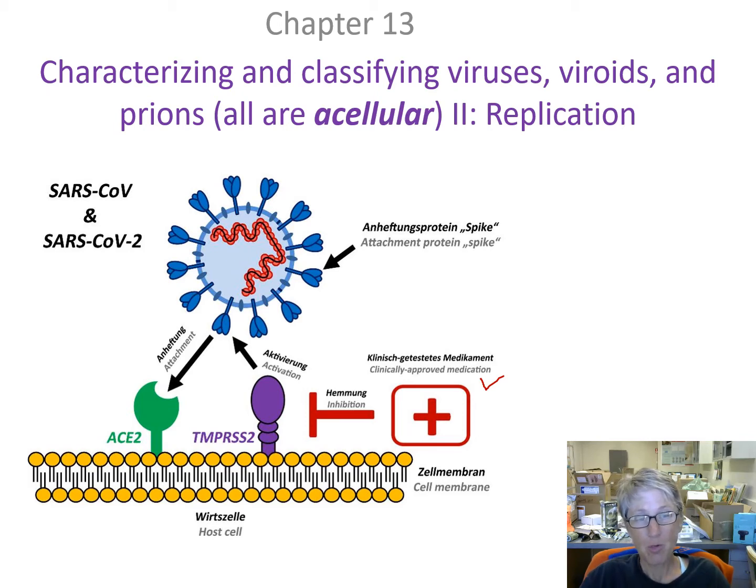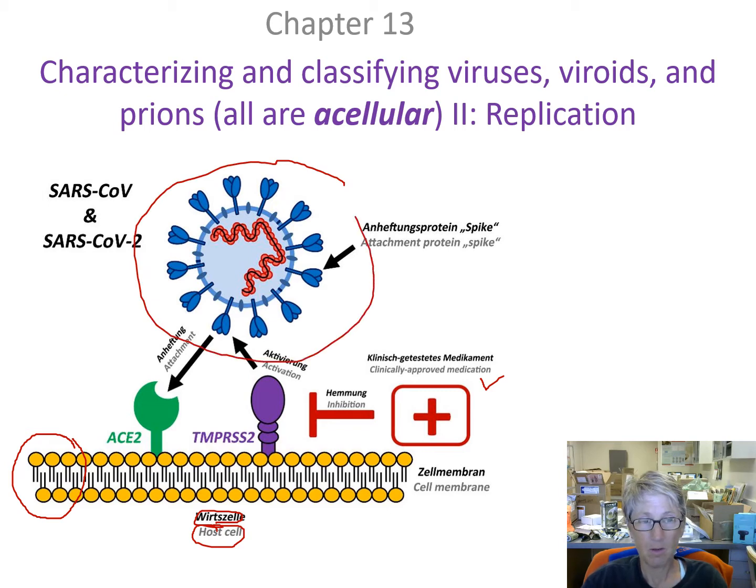So I've been showing this cartoon for viruses in all the video lectures. Here's the phospholipid bilayer of the host cell. That would be our cell. Oh, this is in German too. The Wirtszell is the host cell in German. And then here's receptors, ACE2 and TMPRSS2 sticking out of our host cells, specifically our respiratory epithelial cells. And then here's the virus.